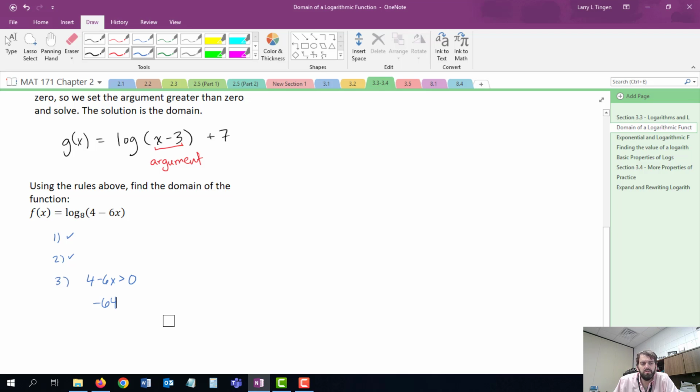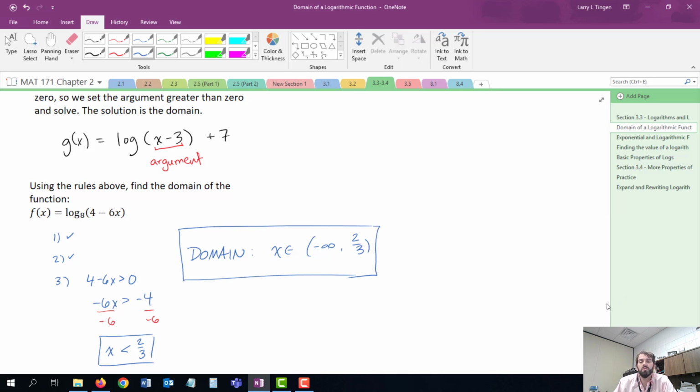Negative 6x, I wanted to write the 4. Oh man, I got excited. Subtract 4 from both sides, and then get x by itself. Divide by negative 6. And I divided by a negative, so my inequality changes direction. Negative 4 divided by negative 6 is 4 over 6, which reduces to 2/3. So the domain of f of x is everything less than 2/3. So that starts out at negative infinity and goes all the way up to 2/3.